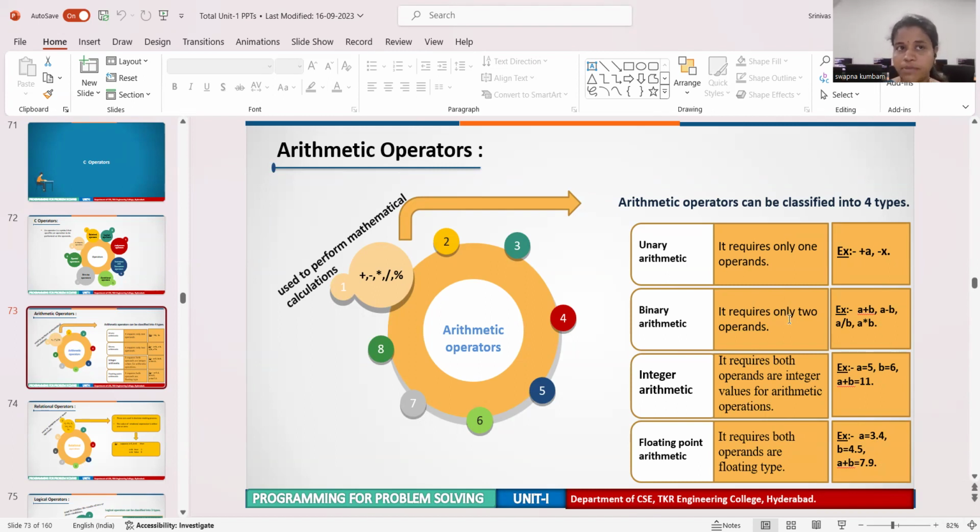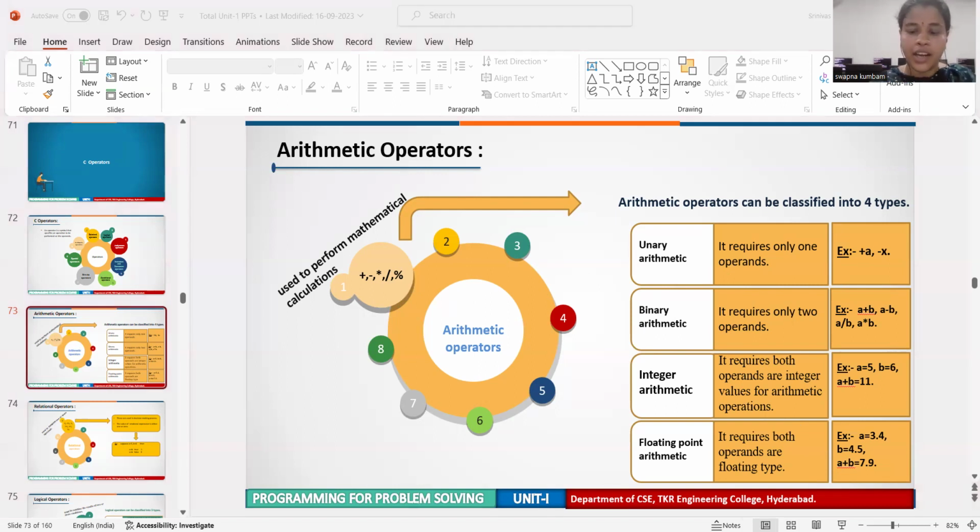So these are the four categories of the arithmetic operations. The basic operations we have are plus, minus, division, and multiplication. Here we'll write some truth tables for these arithmetic operators.